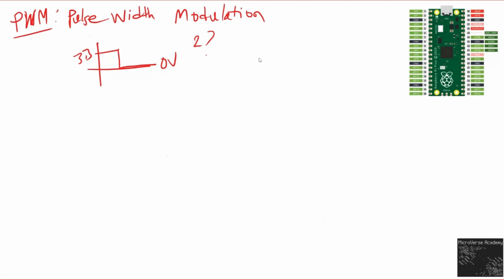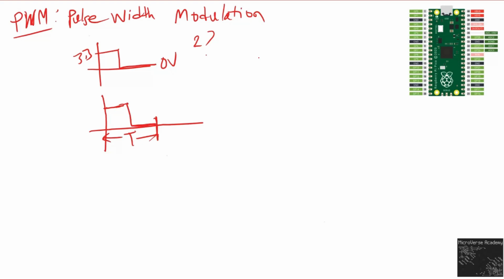PWM is a technique to simulate analog output using a digital signal. It works by rapidly turning the digital output pin on and off, and the average of this on and off will be the actual analog output voltage of that specific digital output pin. Let's dig deeper. For example, this is the time period. For that specific time, we may turn this digital output pin on for half of this time, and turn it off for the other half of this time.